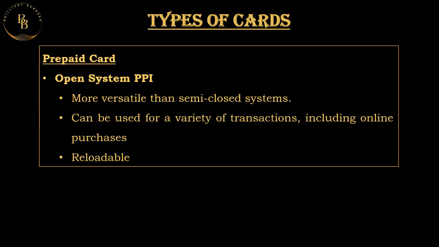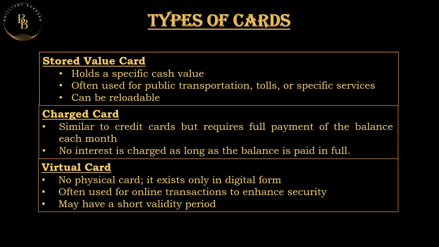The final three types of cards are the stored value cards, the charge card, and the virtual cards. The stored value cards hold a specific cash value, which is often used for public transportation, tolls, or specific services like that. The cards that we use in the metros can be reloaded. Cards are issued in Delhi for all transport systems, that is for use in DTC, the Delhi metro, and all these things. These are the type of stored value card.